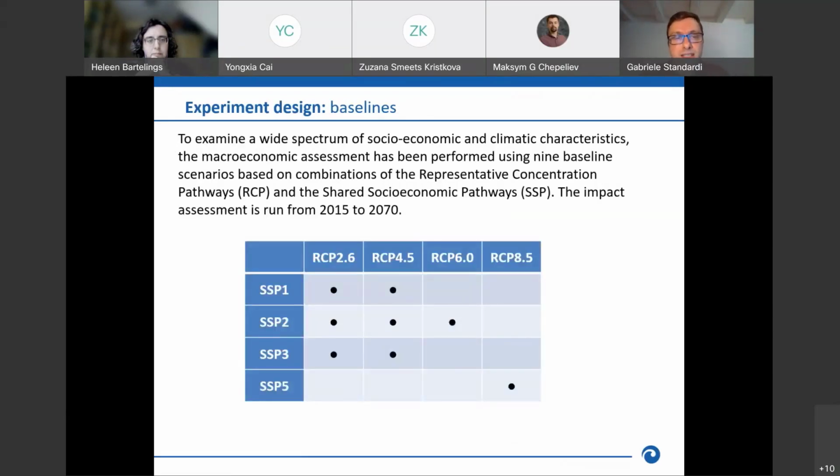Now, these are the baseline scenarios we consider in our experiment. So we have 9 SSP-RCP combinations. So we consider a wide spectrum of socioeconomic and climatic characteristics. We have 4 SSPs, 1, 2, 3, and 5, and 4 RCPs, so 2.6, 4.5, 6.0, and 8.5. And the impact assessment is run from 2015 to 2070.